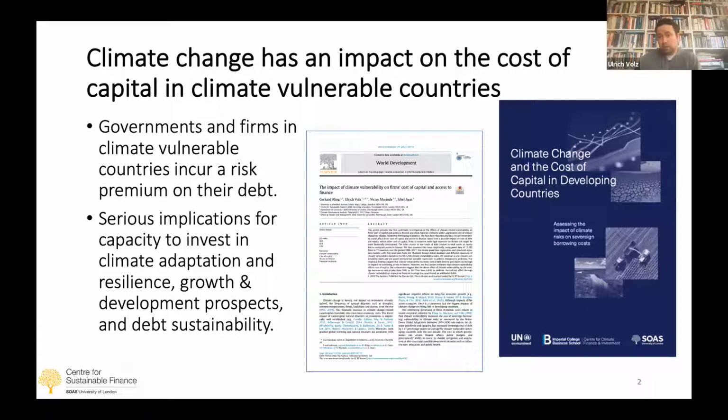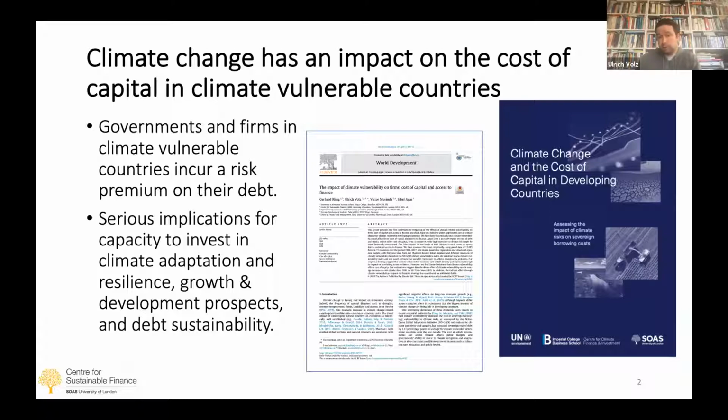And this is a big problem because with climate change getting worse, with financial markets increasingly taking note of climate risk, the chances are that the cost of capital is going to increase further. So there's a risk of a vicious circle where climate vulnerable countries have to pay ever higher debt and have ever less fiscal room. And this is, of course, a big problem because it holds back general economic development, but it also hinders crucial investment in adaptation.